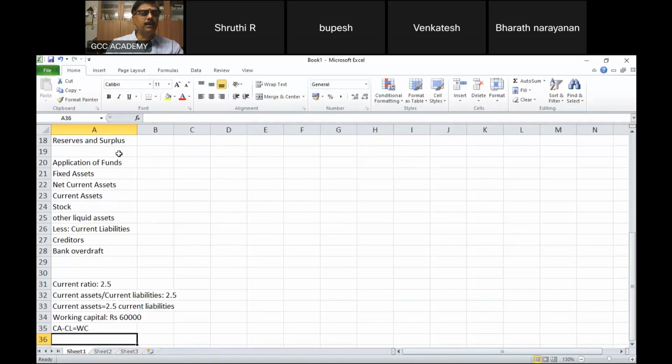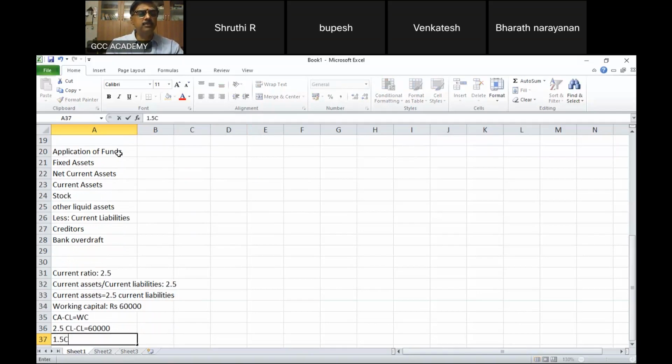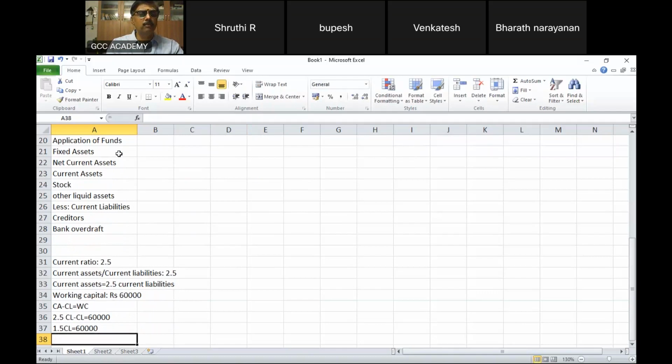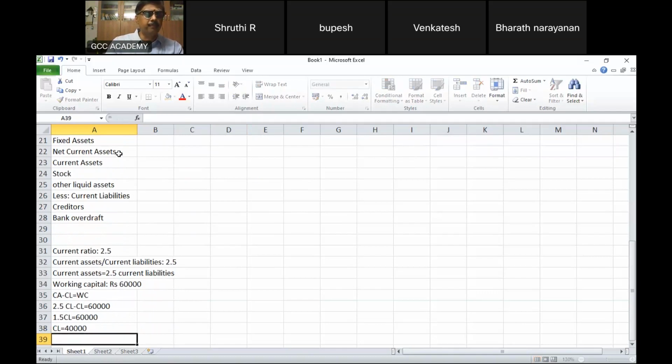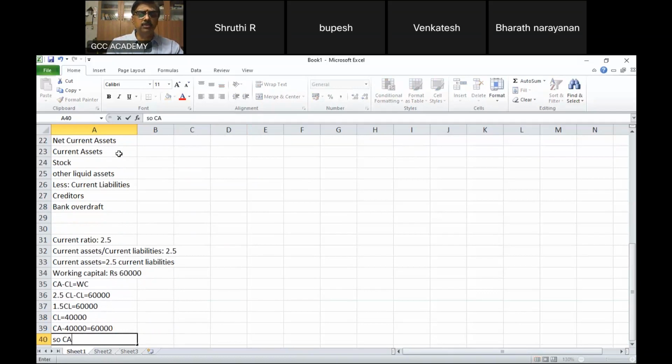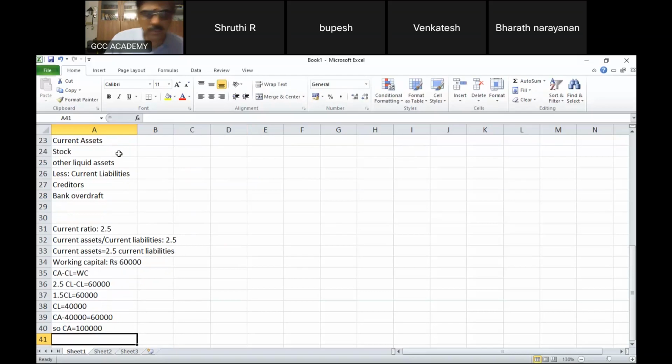So current asset is 2.5 current liability. So 2.5 current liabilities minus current liabilities is equal to 60,000. So 1.5 current liability is equal to 60,000. So current liability is equal to 40,000. Any doubt in this? So current assets minus current liability, which is 40,000, is equal to 60,000. So current assets come to how much? Any doubt in this calculation?